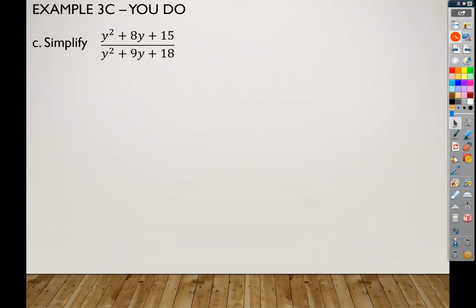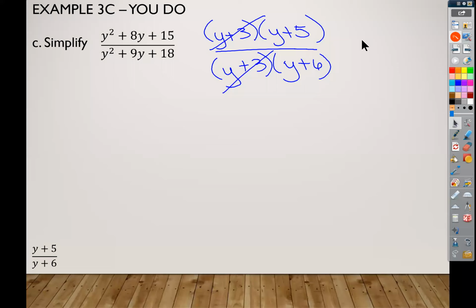All right, 3C says you do. So go ahead and factor this one. And you should have gotten y plus 5 over y plus 6.